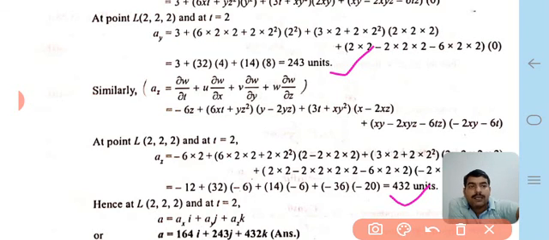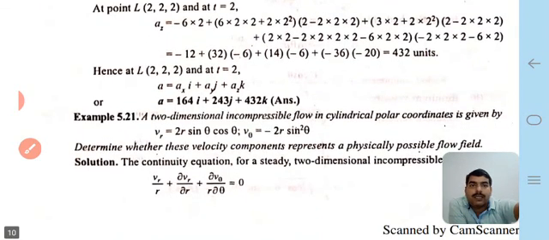Now we come to the final result. A is equal to ax i component plus ay j component plus az k component, putting all these values. Therefore the acceleration A is equal to 164i plus 243j plus 432k, which is the answer.